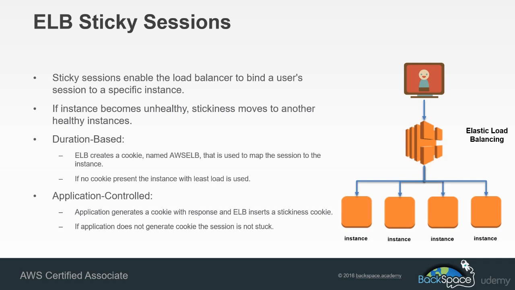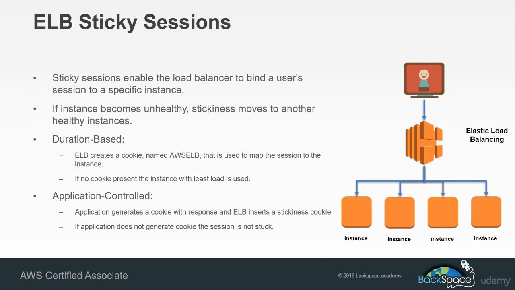And that cookie is used to map the session to the instance. So the ELB manages that. If no cookie is present, the instance with the least load will be used. So when you first connect, there's not going to be any cookie present. The Elastic Load Balancer will just forward that request on to the instance with least load, but it will then create its cookie, which it will use on subsequent requests to map that client session to that particular instance.